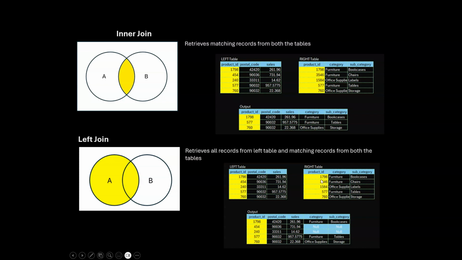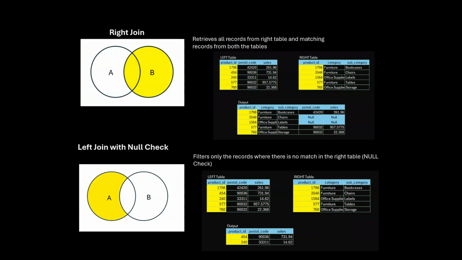Here you can see 1798, 577, and 760 are part of this table extension. So these columns are added based on the left join condition, and 454 and 240 are not present in the right table, and hence they have got null values in the extended table columns. That means 454 is not present in the right table, and 240 is not present in the right table, and they have no values to show up from the right table. So this is about the left join. Next, we will see what's right join.